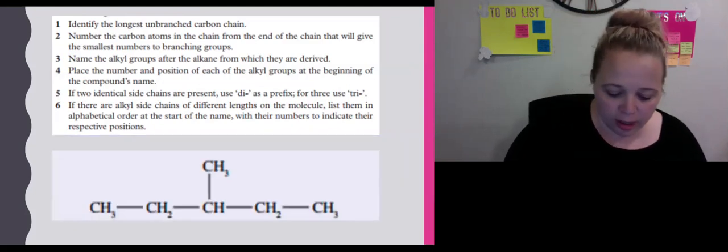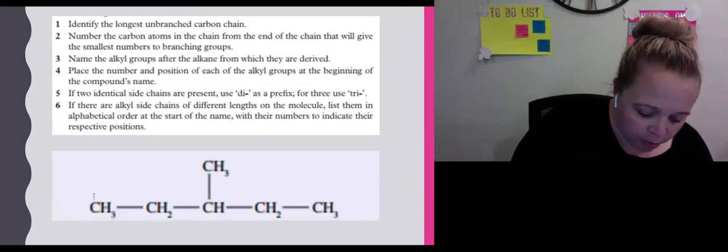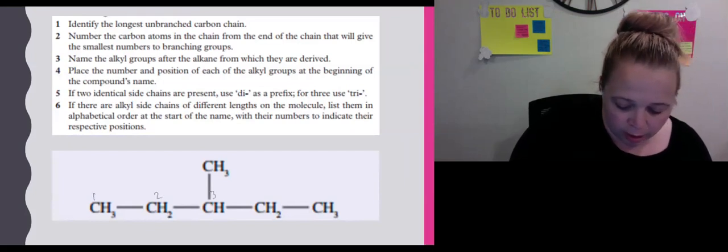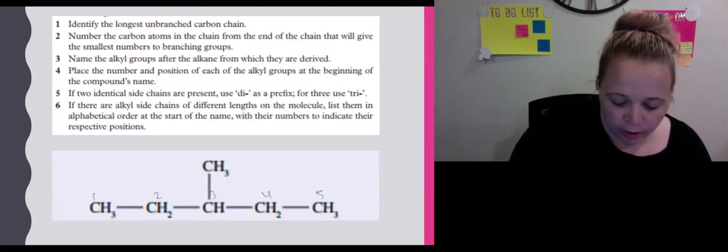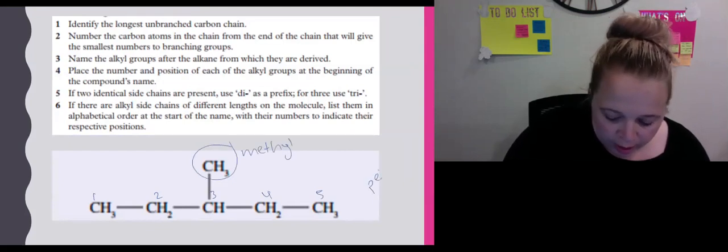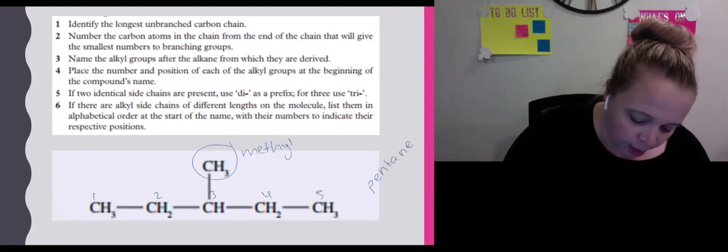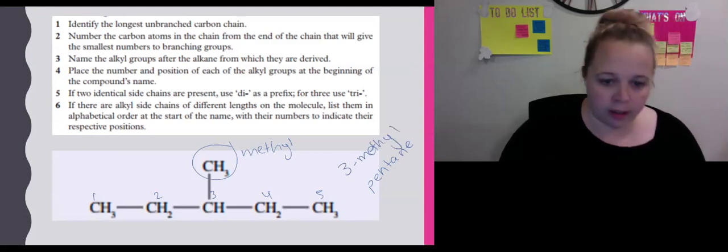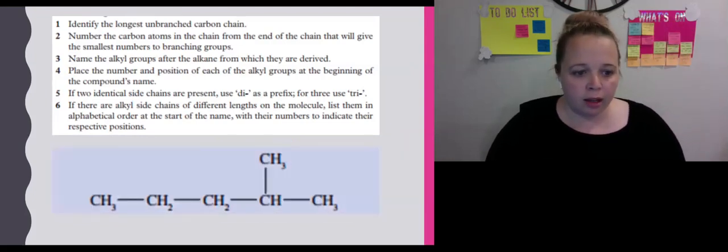So let's have a look at this. I can see my longest chain is along the bottom, so I number 1, 2, 3, 4, 5. This is a methyl group. This is what we were looking at before. So it's pentane, and it's 3-methyl pentane. Yeah.